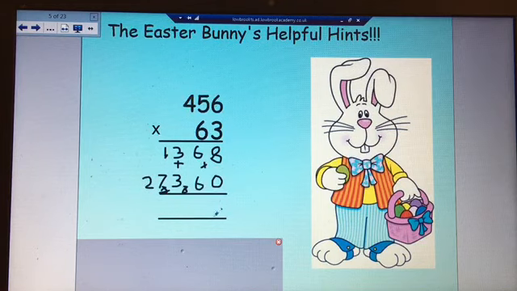So 8 add 0 makes 8. 6 add 6 is 12. Carry the 1. 3 plus 3 plus 1 is 7. 1 plus 7 is 8. And then the 2, there's nothing to add to it. Cross that out. So 28,728, and I can always count back and put my comma in to make it easier to read.